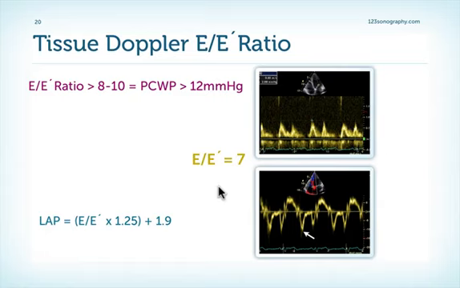One other thing you can do if you really want to get a value for the filling pressure, you can use this formula. You can also abbreviate this formula by calculating the E to E prime and then adding somewhere in the range of 4 to 5 to this value. Then you get the absolute filling pressure, an approximation at least of it. So in this case it would be somewhere between 11 and 12, which is still normal.